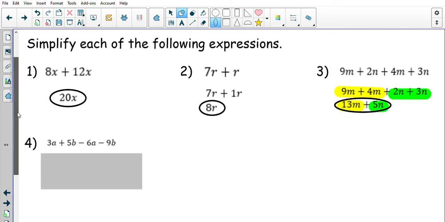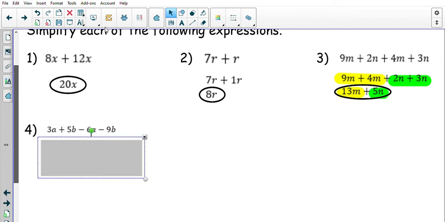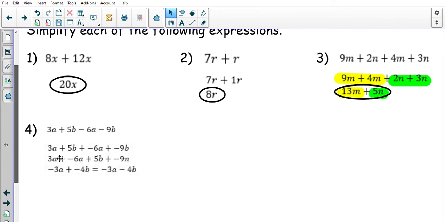Number 4, the last one, is a little more complicated because we have subtraction involved. So I do really suggest that you rewrite this as addition before you go to do the problem. So you're going to notice that I rewrote this as 3a plus 5b plus negative 6a plus negative 9b. Once everything's addition, then I can move them around to whatever order I want. And you're going to eventually get to the point where you're probably still going to need to add the opposite, but where you don't necessarily need to do this step here, where you put the like terms side by side.